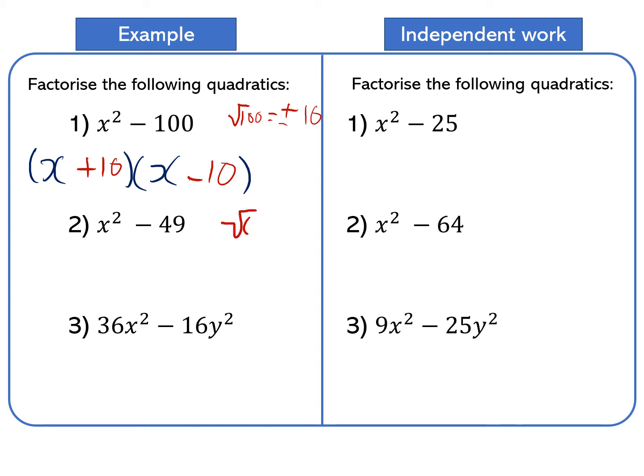Next question, I've got the 49. Square root of 49 is plus or minus 7. So that gives me x plus 7 and x minus 7. Again, that's complete.